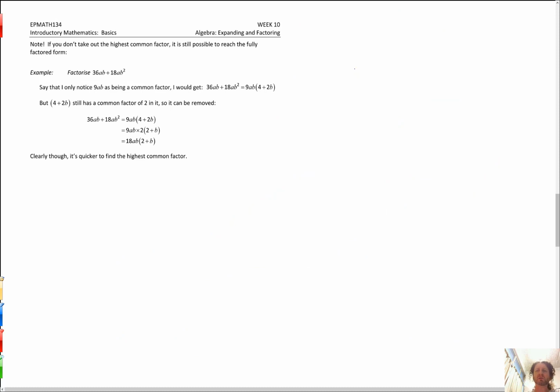And note, if you don't take out the highest common factor, it's still possible to reach the fully factored form. So what I've done here is deliberately not remove the highest factor. Let's say I just didn't notice it. What's the highest common factor between a 36 and an 18? Well, it's actually 18. 1 18 is 18, 2 18s is 36. The quickest way to answer this question is to take out an 18 and an A and a B. But say I only notice the 9, the A and the B.